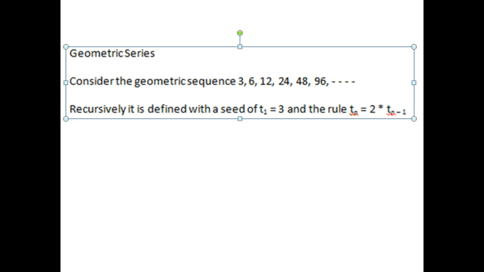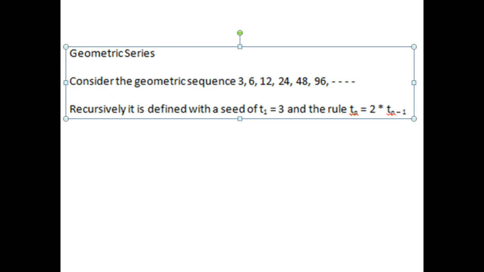So today we're going to look at a geometric series. A series is the sum of the terms of a sequence. So a geometric series takes a geometric sequence and adds up the terms. Consider this geometric sequence: 3, 6, 12, 24, 48, 96.